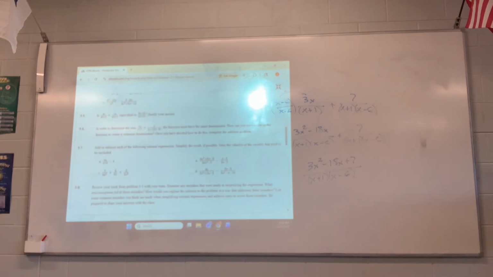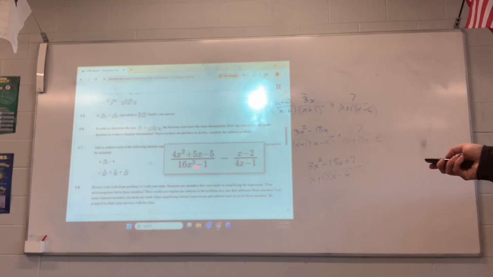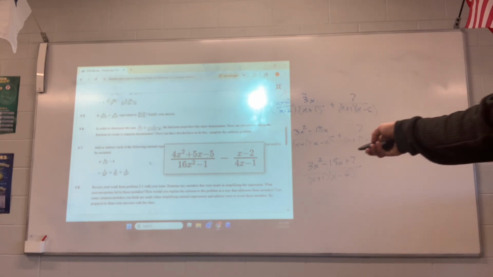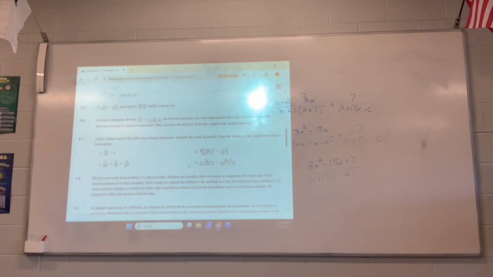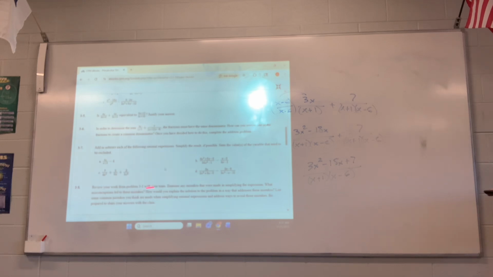What I would say now is, on your own, I want you to try A, B, C, and D. Again, you're going to have to factor. If you're looking here, this is a difference of squares, so this is (4x + 1)(4x - 1). Then we can see that 4x minus 1 is going to be in both fractions, so the right fraction is going to need a 4x plus 1 to make the denominators the same. Being able to do that, that's where I want you guys to stop today. I want you to try these on your own.